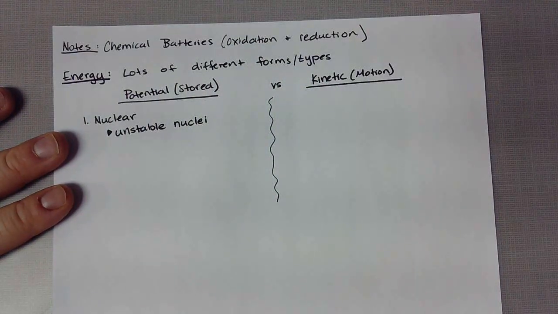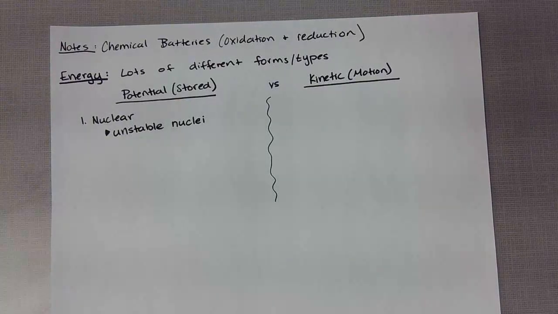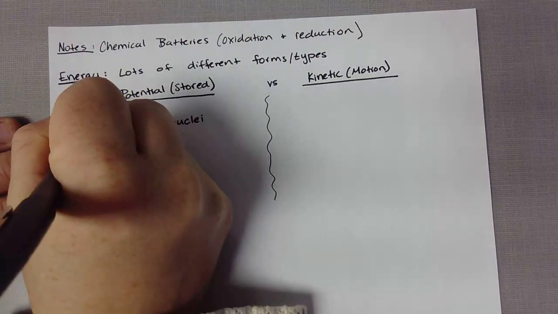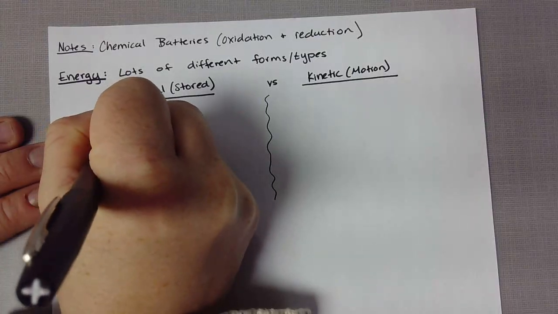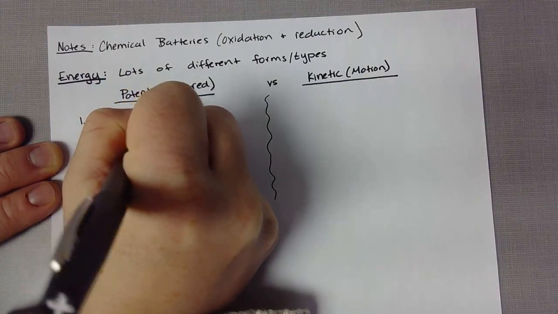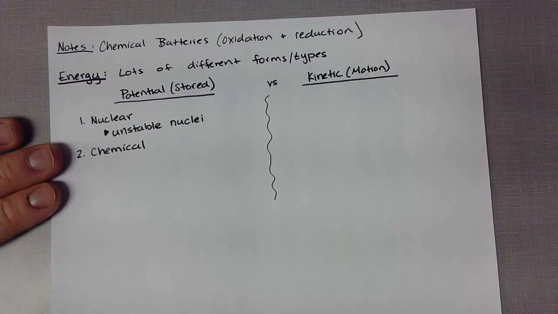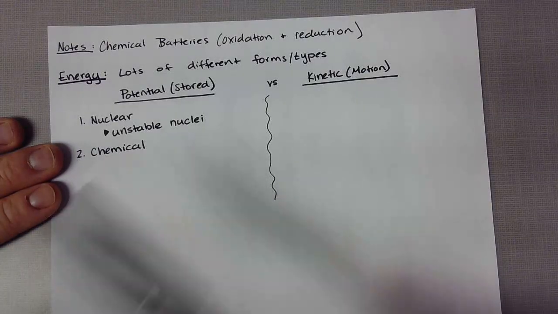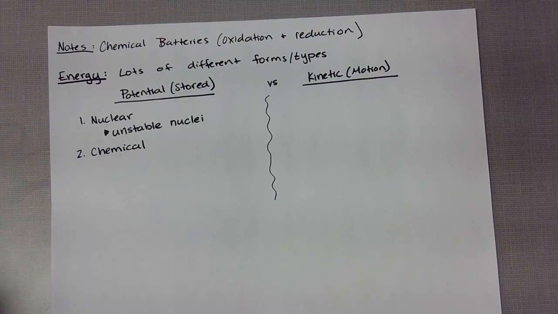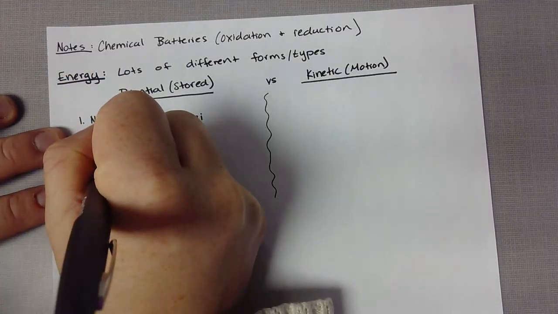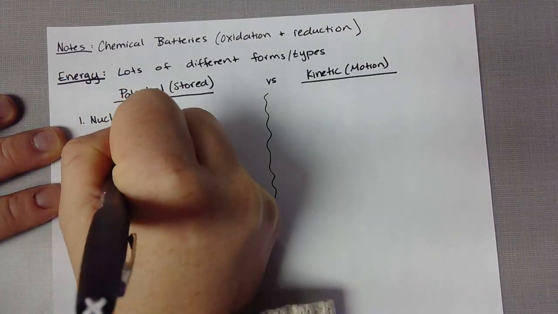Radium had potential energy in its nucleus because its nucleus was unstable. Similarly, there is chemical energy, which instead of storing energy in the nucleus of an atom, is going to store energy in the bonds between atoms.